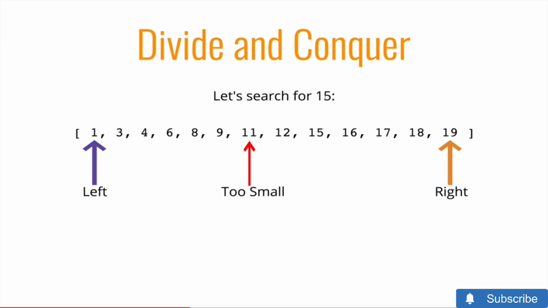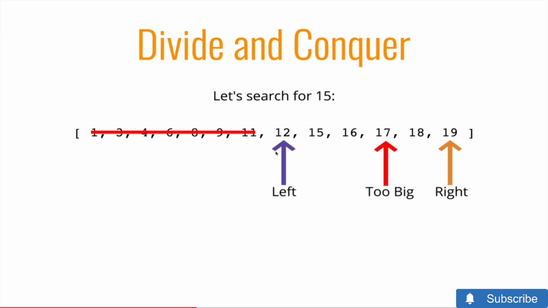And we check, is 15 greater than 11 or less than 11? It's greater than. So now we eliminate all of that to the left, and we make the new left 12. And the new right is the same, it's 19. Now we check somewhere in the middle. So we're going to check 17 as our middle point. And we check, is 15 greater than or less than 17?